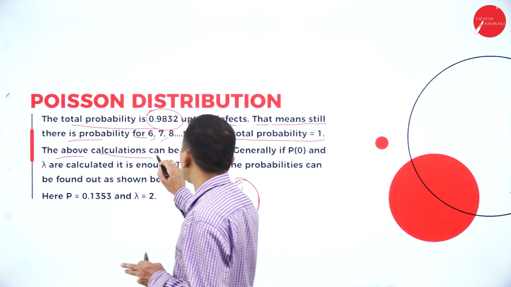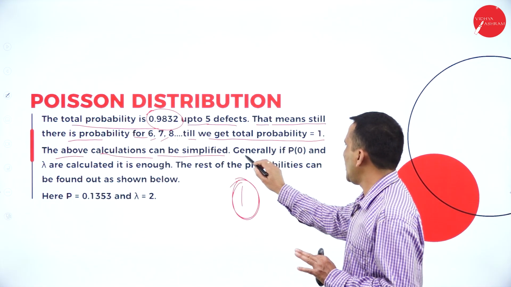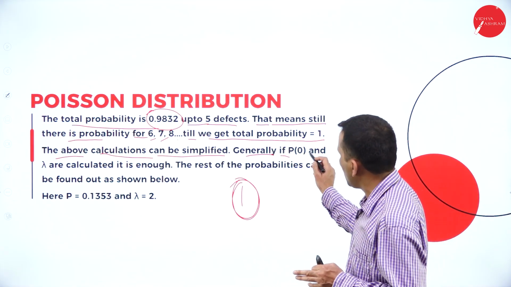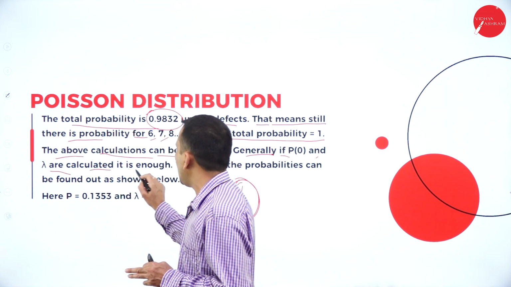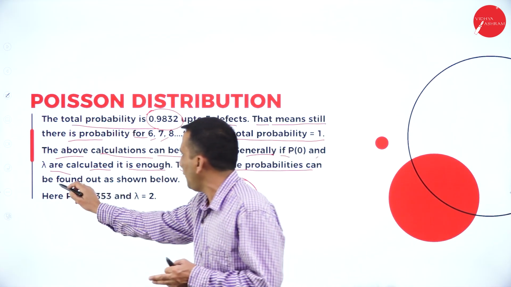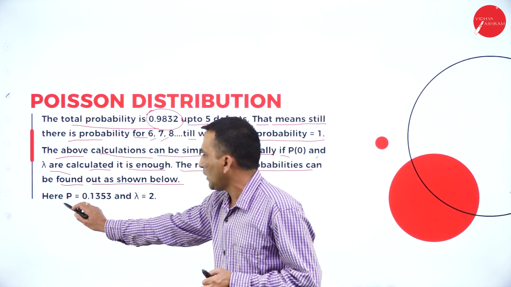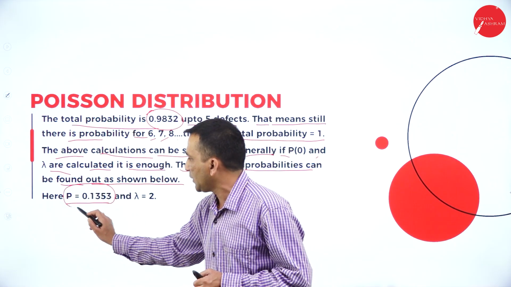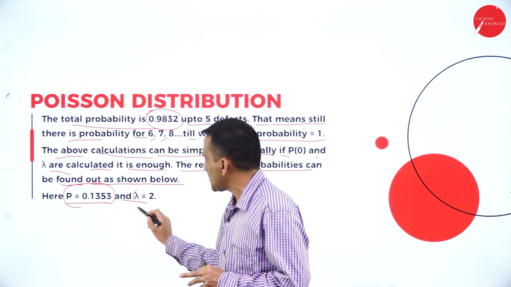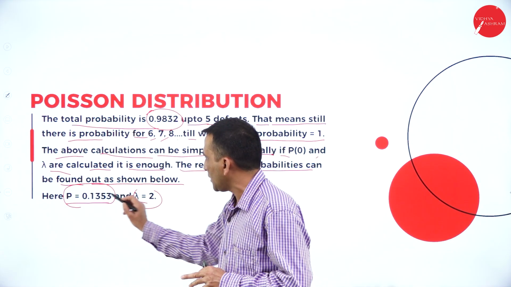The above calculation can be simplified. Generally, we start with P of 0, because the function starts from 0, and lambda is given. Then the rest of the probabilities can be found as shown below. So P of whatever is given in the question gives the direct answer here, which involves lambda. If you try to cross-check using a number, the value is the same.